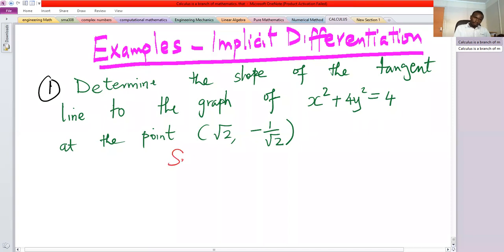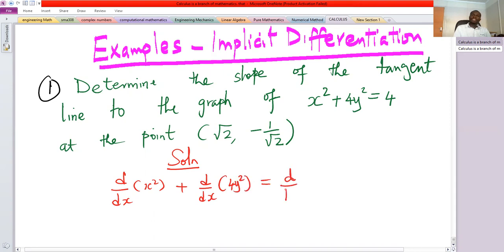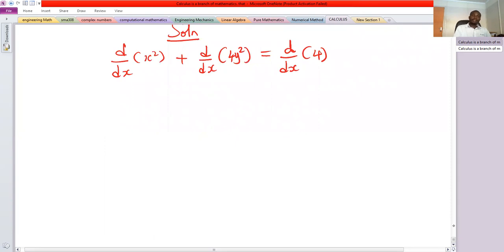Solution. First apply d dx. This is usually the first step in implicit differentiation. Now, after applying d dx, get the derivatives. Here we'll get 2x by power rule. Here we get 8y, but because it's a y, we attach dy dx. And then the other side will be 0.